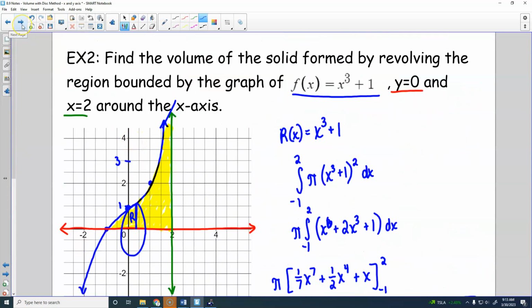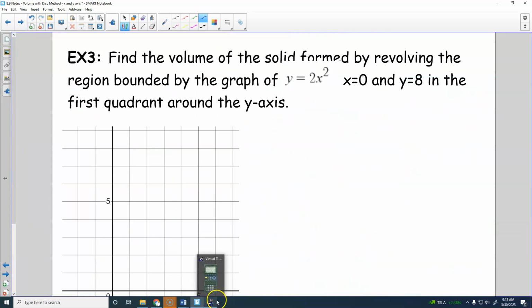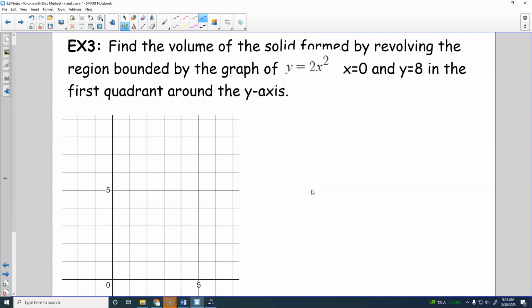All right, so, last problem. Okay, this one we're going to rotate around the y-axis. So, we'll find the volume of the solid formed by revolving the region bounded by the graph of y equals 2x squared, x equals 0, and y equals 8 in the first quadrant about the y-axis.